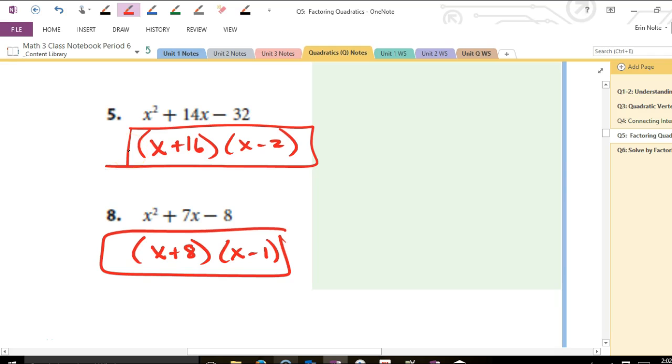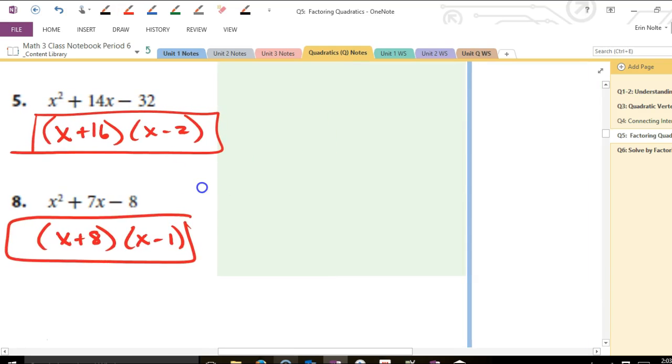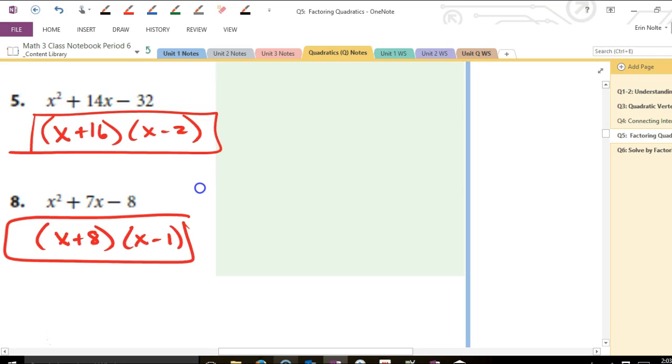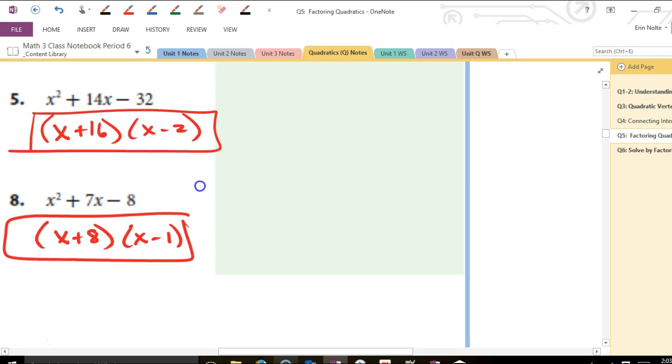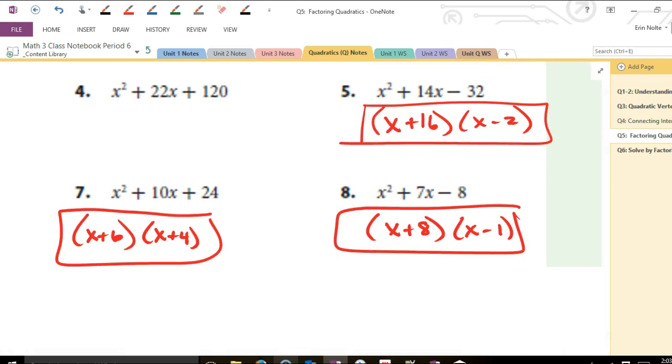I was still writing the problem. Okay, are you ready? Here's the next one. Write it down. Don't say it out loud. Number 4.